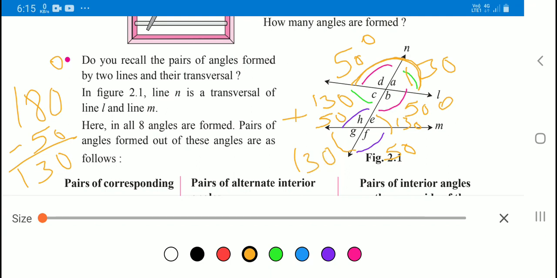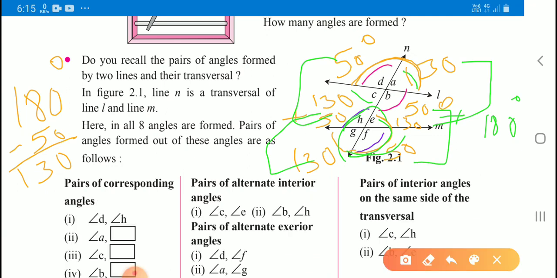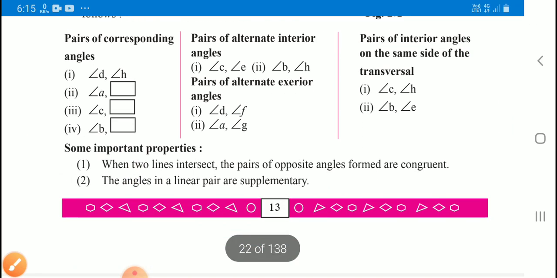Now you can see, 130 plus 50: these two angles form a linear pair, as well as these two angles form a linear pair, and these two angles also, and these two angles also. And you will see the addition of these interior angles comes to exactly 180 degrees. If you see the corresponding angles, then these will also be congruent with each other. Okay, now we'll see the second property.